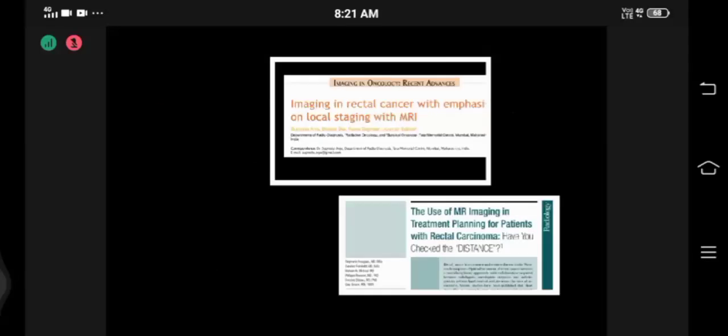And these are the two articles which I have extensively used. You can go through these articles and they're very, very useful. You can keep them as reference articles and refer to them whenever you are in doubt. Thank you. And I think we have 10 minutes for any questions.